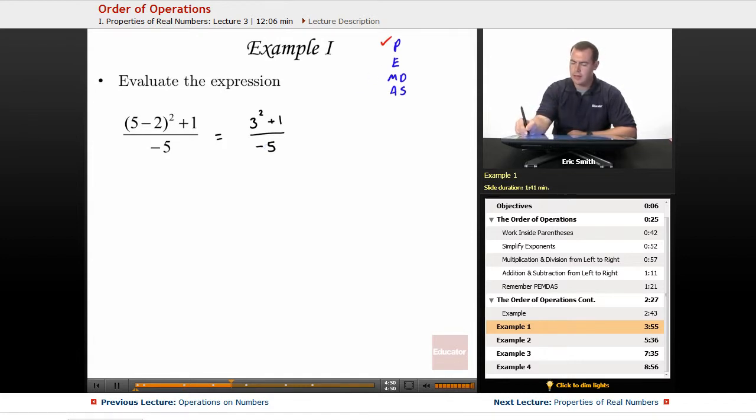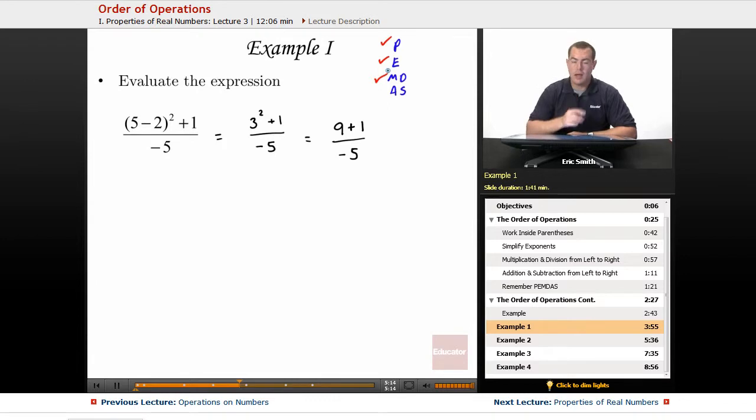All right, I can see that I have some exponents. I have a 3 squared in there. So now let's do that. 3 squared is 9. Okay, it's getting better. Now I want to move on to my multiplication and division. And looking at the top and bottom of the fraction individually, I don't see any multiplication or division, so I can move on.